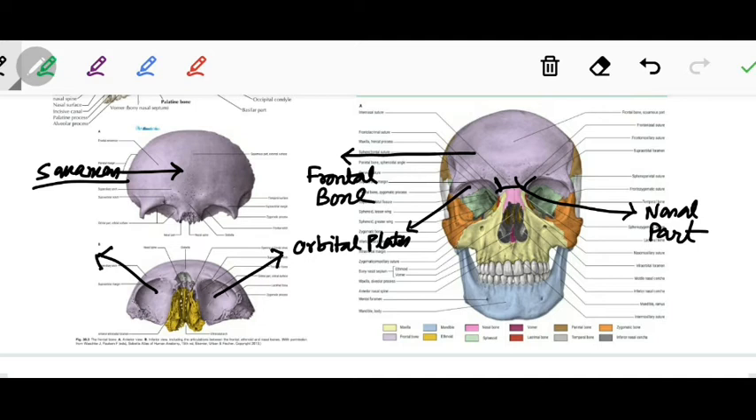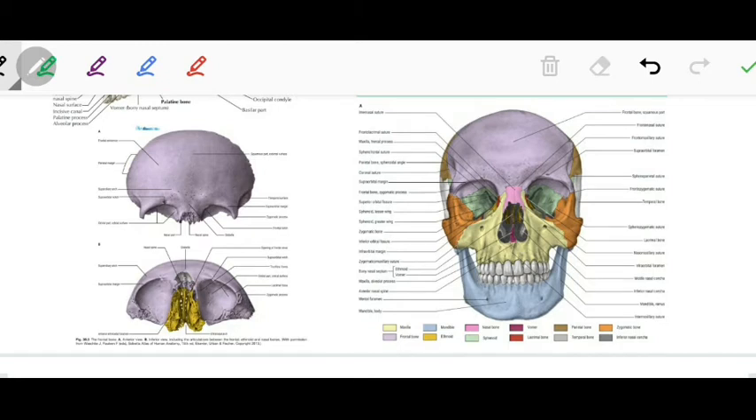Now the outline of the frontal sinuses is as follows. They are roughly triangular in shape. There are two of them, a pair, right and left, and they lie in between the inner and outer tables of the frontal bone, deep to the medial part of the superciliary arch. So they lie deep to the superciliary arch.